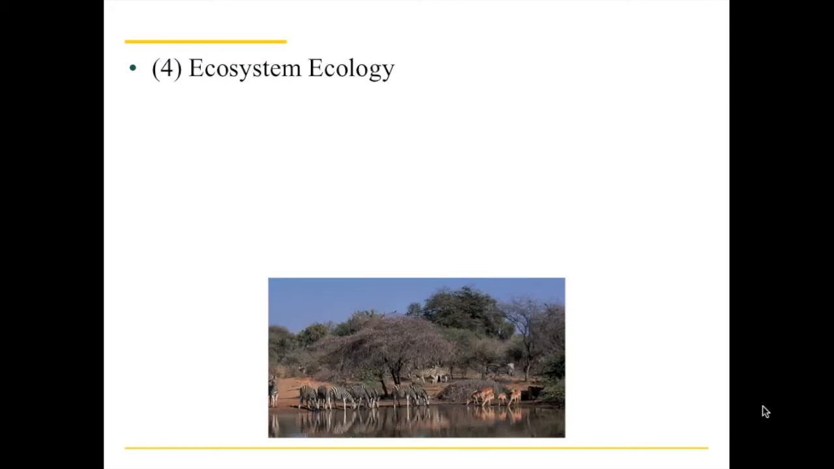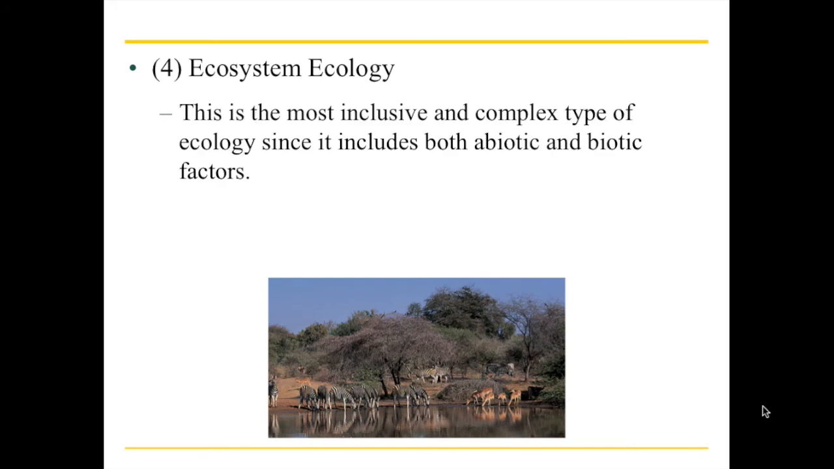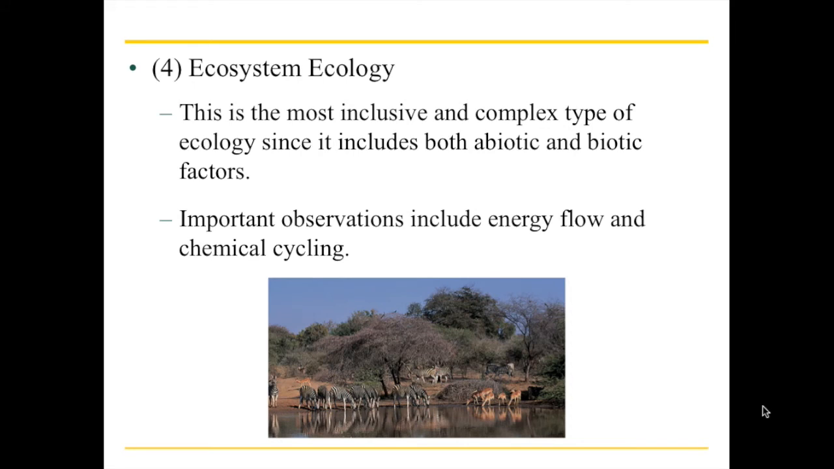And then lastly, when you put it all together, we call it ecosystem ecology. And now you're not just looking at the organisms that live in a place, but you're also adding the abiotic characteristics. So now this is where you would add in the temperature, the moisture, the soil conditions, all those kinds of things. And as part of that, you would look at things like energy flow or chemical cycling. Those would be really large-scale phenomena that you can observe.